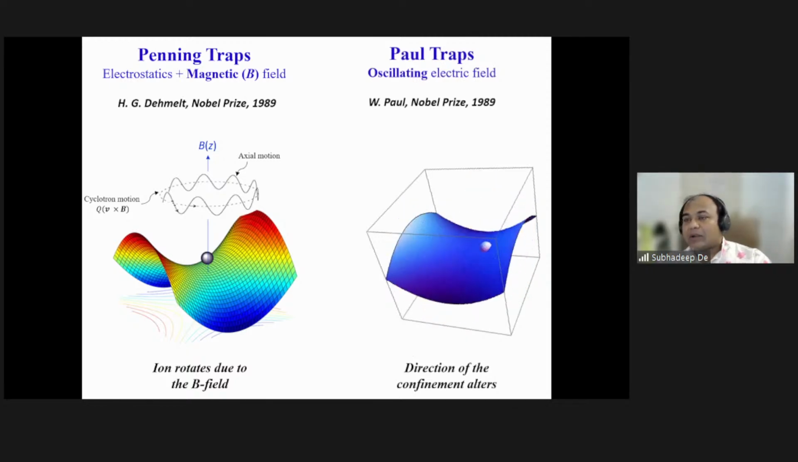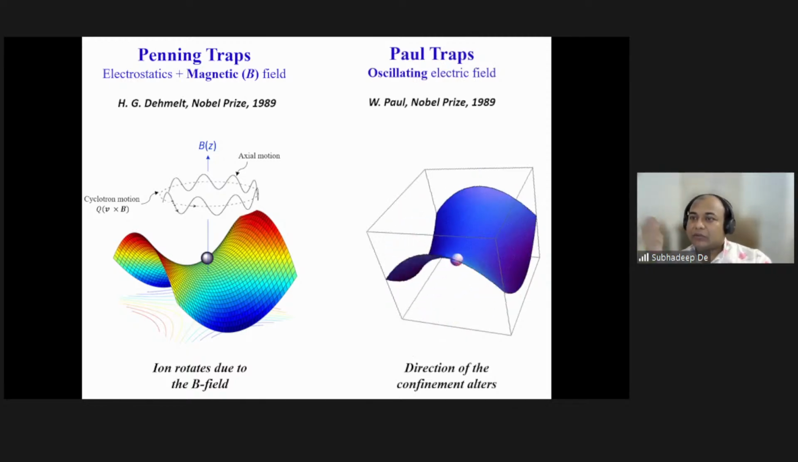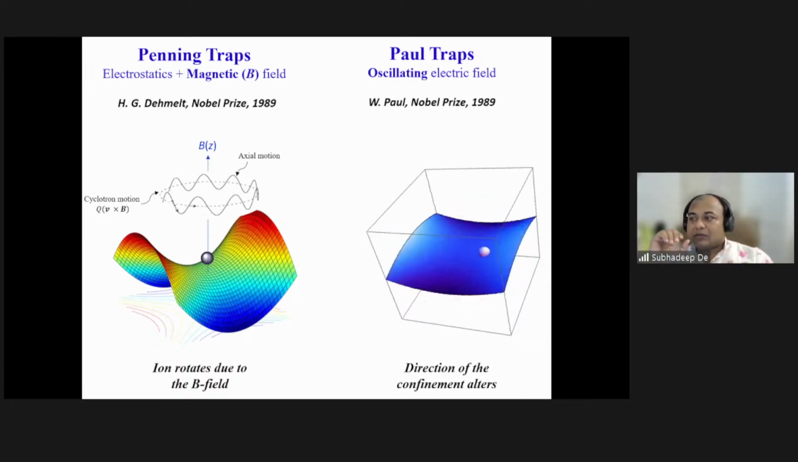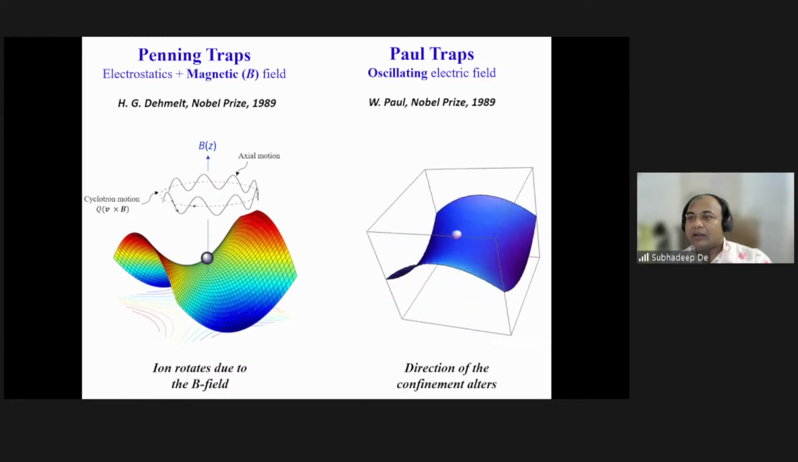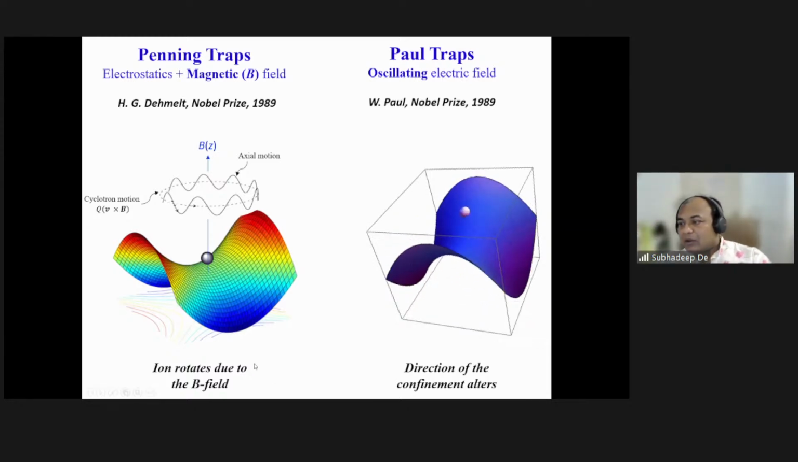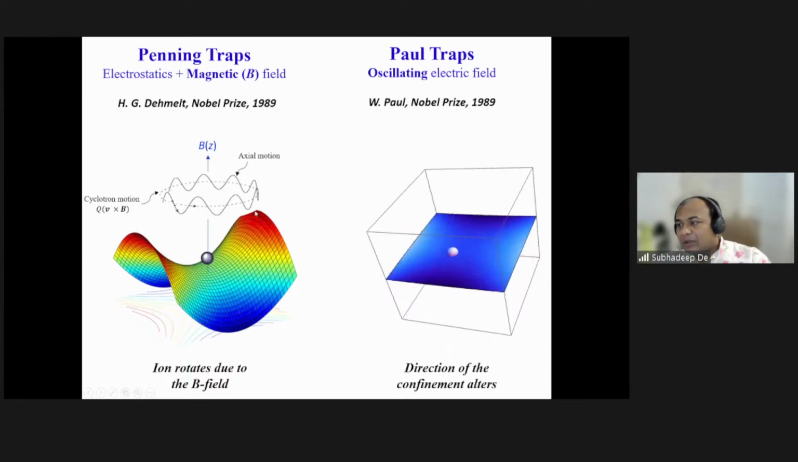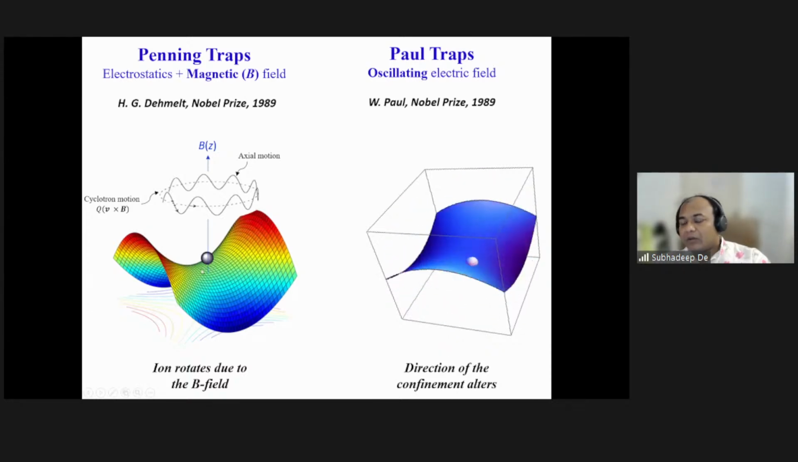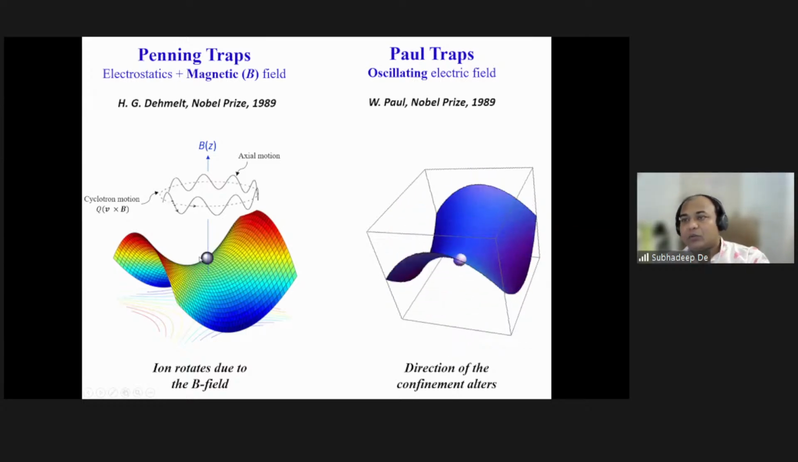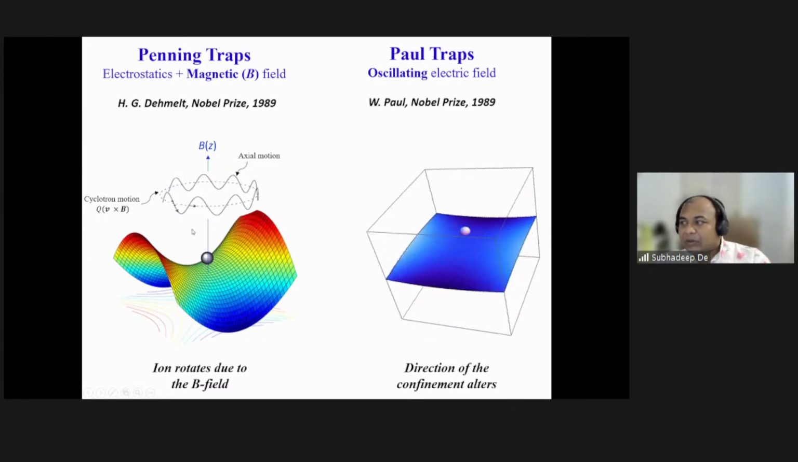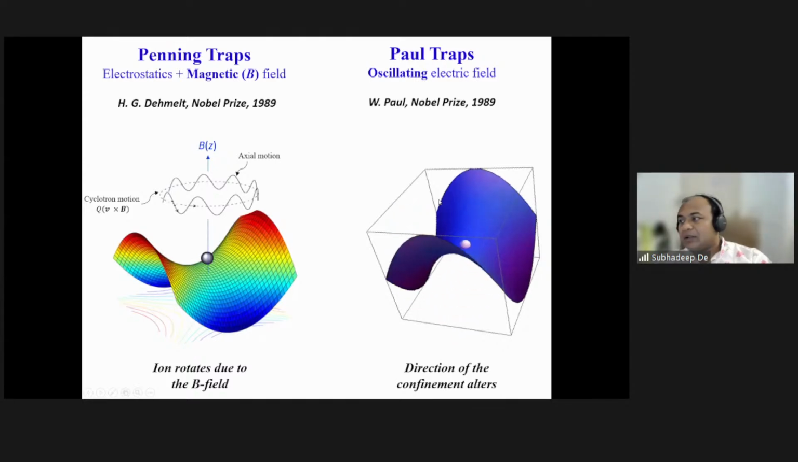And in a Paul trap, instead of spinning the ion, you rotate the potential. So instead of an electrostatic force, you apply an AC electric field, an alternating electric field. Once you see this confining potential along this direction, immediately after half of the time period it will alter. So your confinement will be along the radial direction and the axial direction will be deconfinement. That's what you see here in this video.